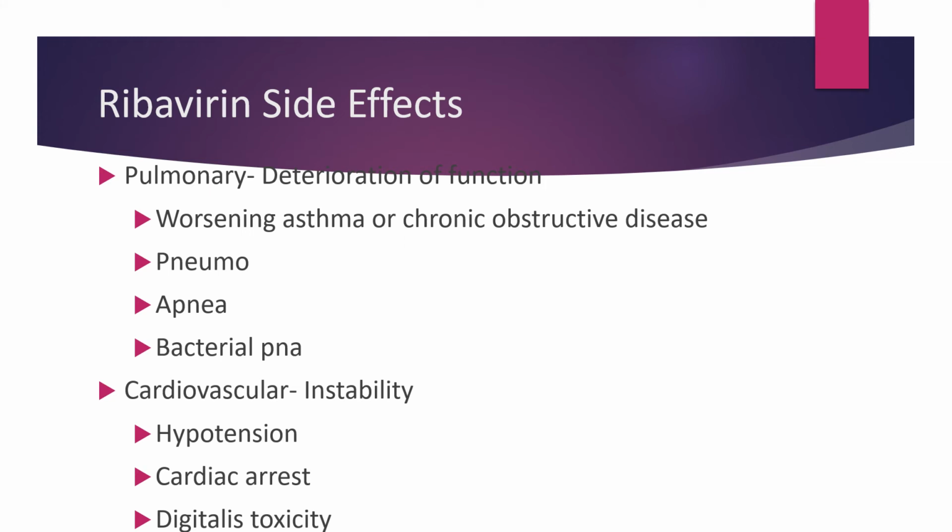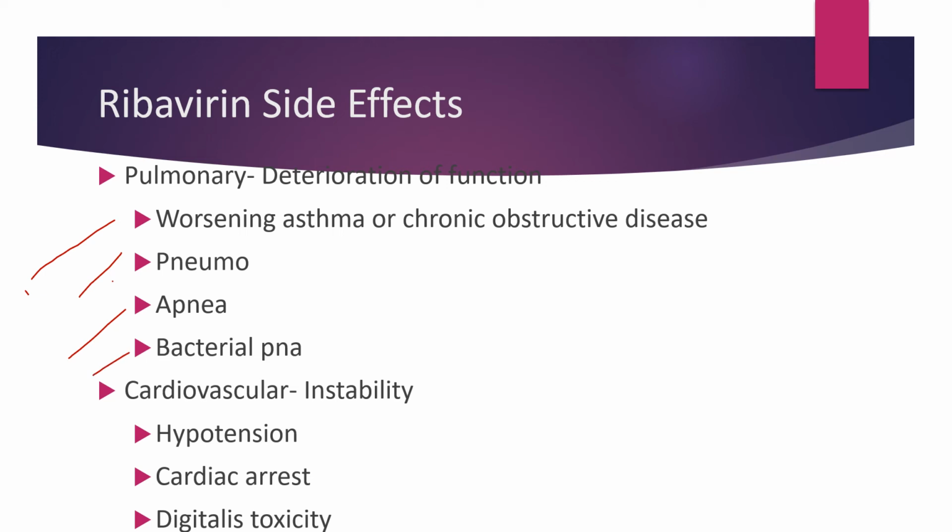Side effects of ribavirin. The big one is going to be pulmonary deterioration or pulmonary function. So we have to worry about this, especially for kids that have reactive airways. They can make their asthma worse or the COPD worse, right? So we have to be careful because it can be very irritating to their airways. Even things like pneumo, we can see it inhibit their ability to breathe.